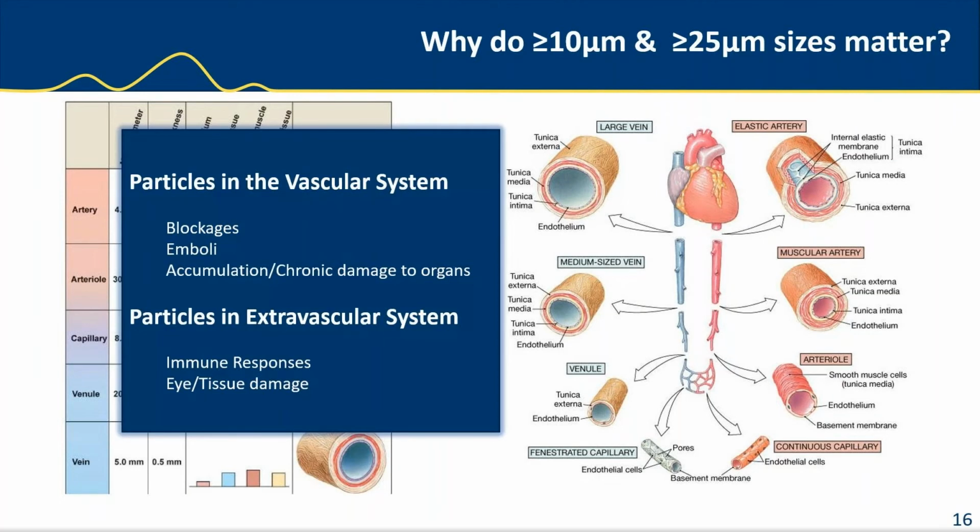Particulates in the vascular system can cause blockages, emboli, and chronic damage to organs over time. Particulates in the extravascular system can trigger immune responses and tissue damage. So as I say, testing for contamination takes on a major significance. The test data must be of the most accurate type you can get because you're going to be pumping out product that you want to be assured is free of contamination. The risks are high. How high?